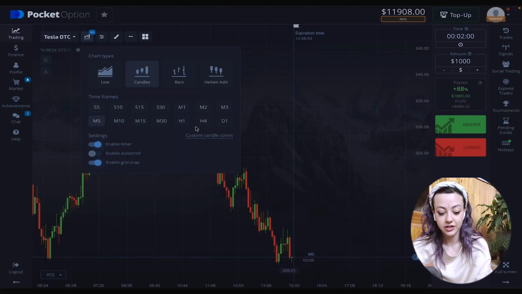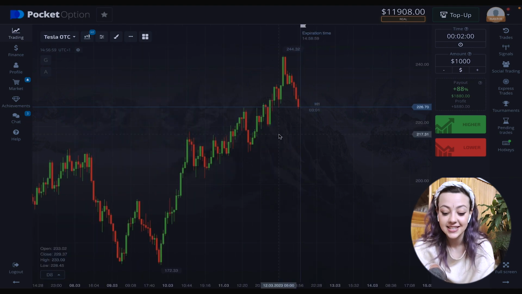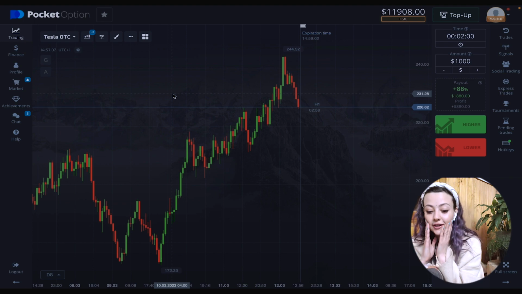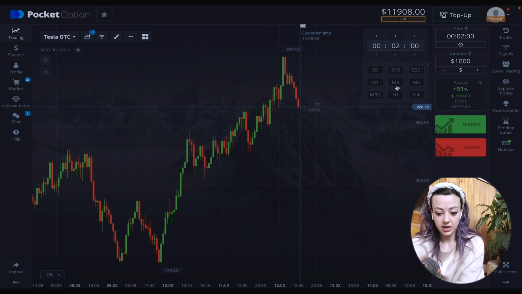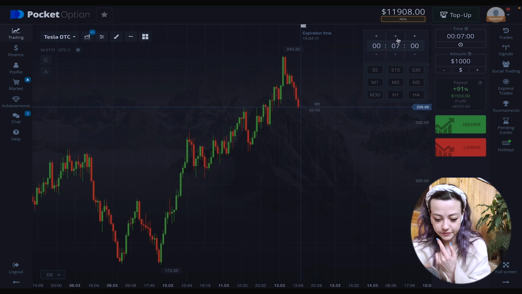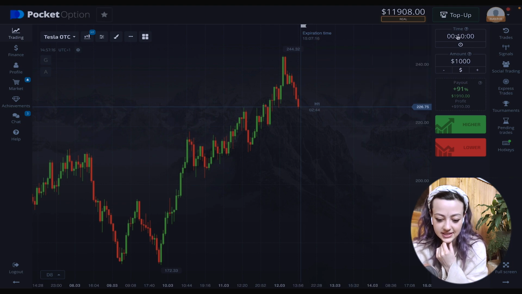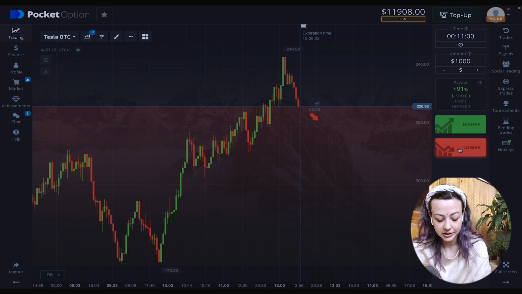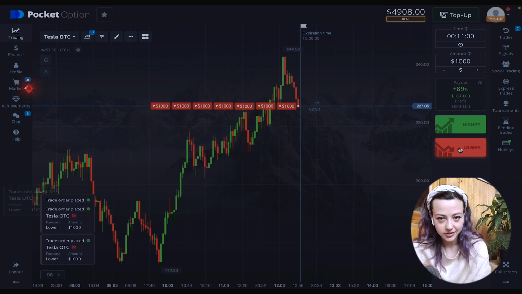Try to earn as much as possible, and today we will work with Tesla stocks. We will go all in for 10 minutes with a very big amount of money. We've analyzed the chart, and let's set 11 minutes, $11,000. Let's go. The downtrend. We opened with $11,000 on the downtrend.